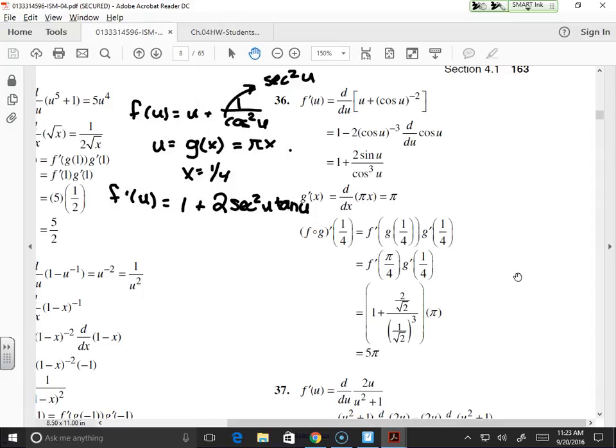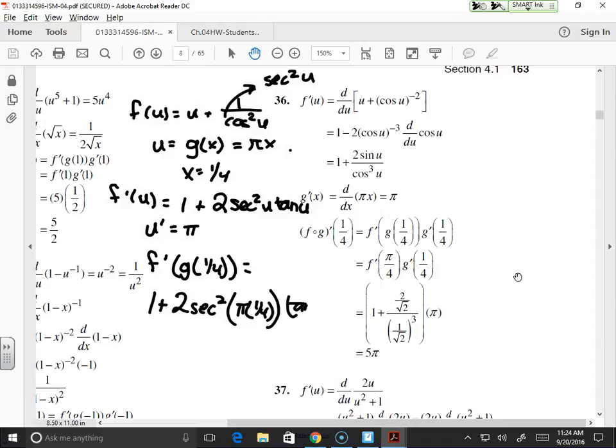But then I need F prime of u times u prime. And u prime is equal to pi. Let me finish my thought. U prime is equal to pi, so therefore I can say F prime of g of 1/4 is equal to 1 plus 2 secant squared of pi times 1/4, or pi over 4, tangent of pi over 4, all times pi, or times u prime.